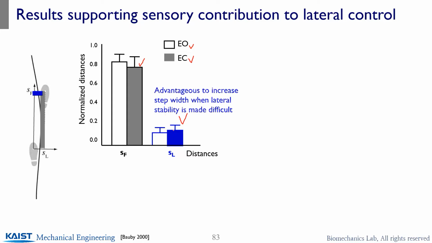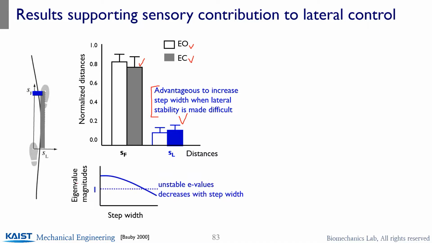Here we should think about what the benefits are of increasing the step width in the sensory perturbed situation. If you examine the stability measure, like the eigenvalues of the Jacobian, in the lateral direction it's initially unstable. If you increase the step width, those eigenvalues get smaller and turn out to be in the stable region for a large, wide enough step width. So you can say that due to the sensor noise, the system tends to enhance stability by increasing the step width.